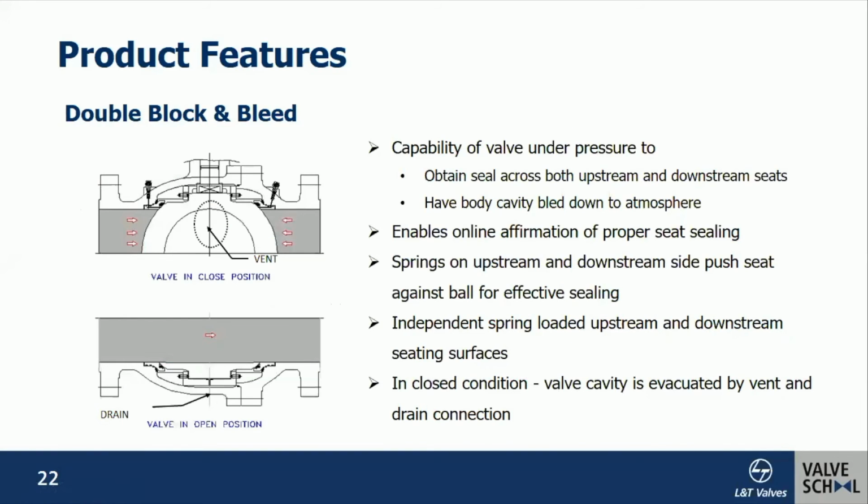This is the other inbuilt feature on this particular set of valves, the double block and bleed feature. As the valves are upstream seated and spring loaded, the fluid on either side of the valve will be sealed on the individual sides. So that is why it is called a double block. And the cavity could still be accessed by means of the drain or vent. So it provides the double block and bleed feature.